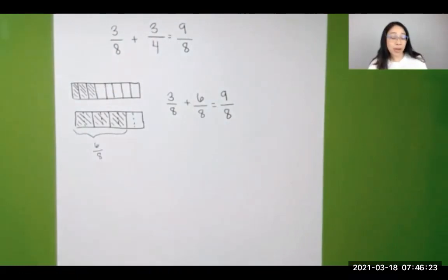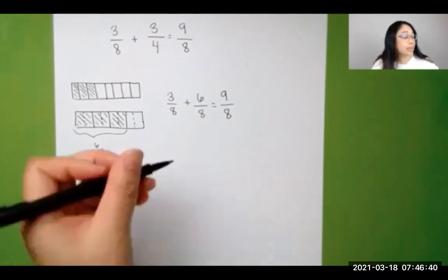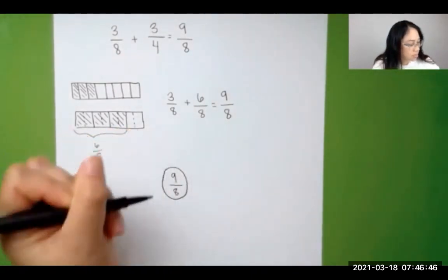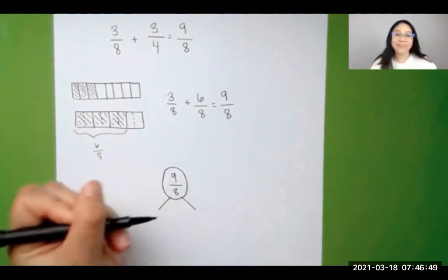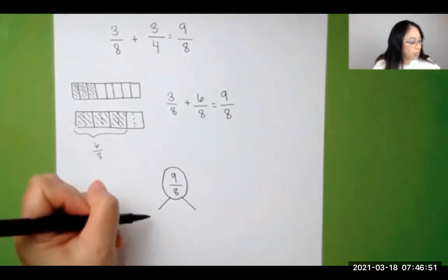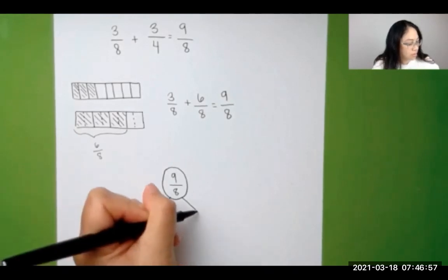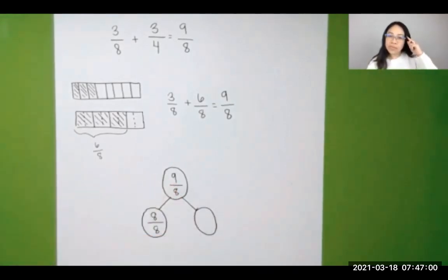Is 9/8 greater than 1 or less than 1? You're right, it's greater than 1. Since 8/8 is equal to 1, 9/8 is greater than 1. Let's draw a number bond to show 9/8 as the whole. And one of the parts will be 8/8. Think, what's the other part? 1/8.